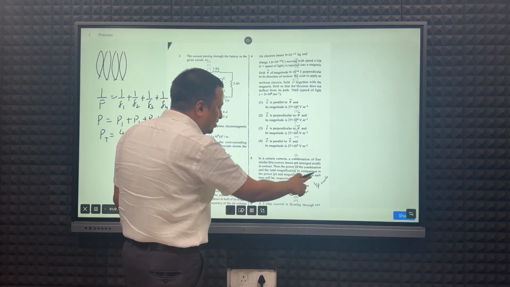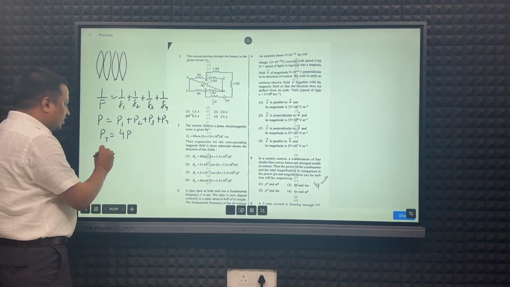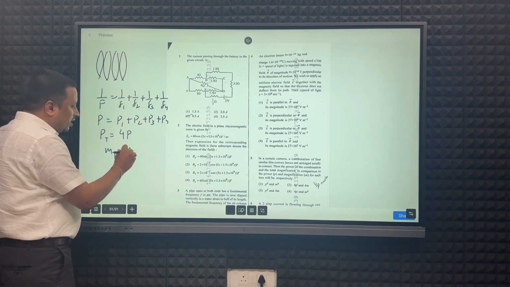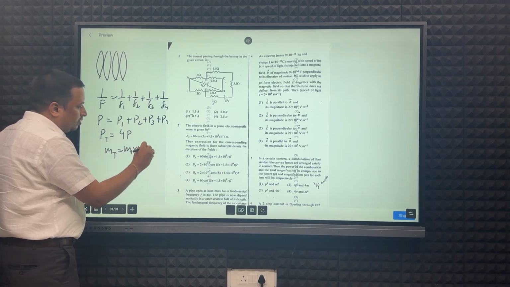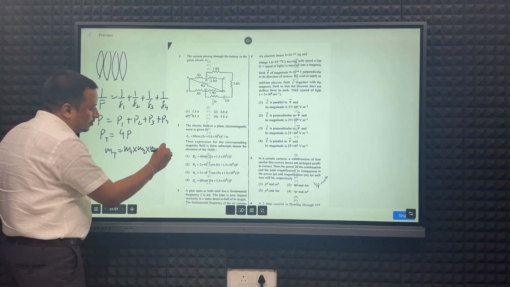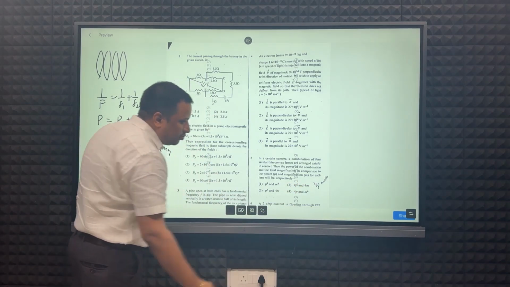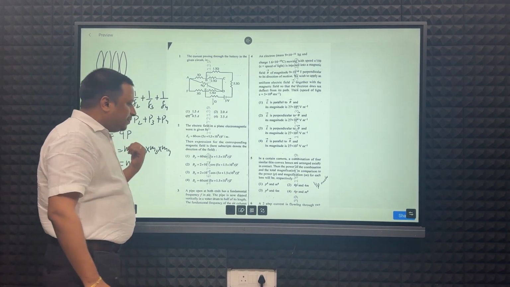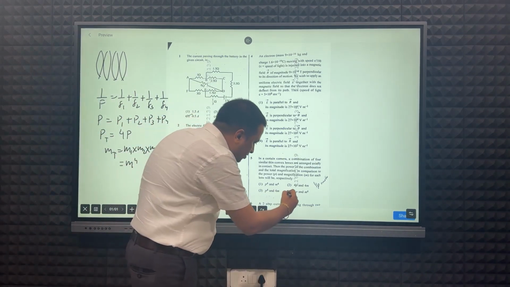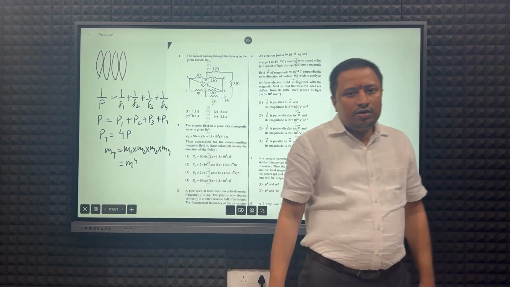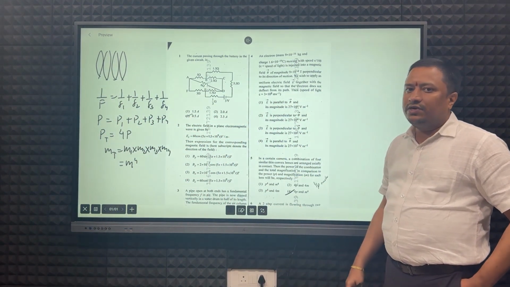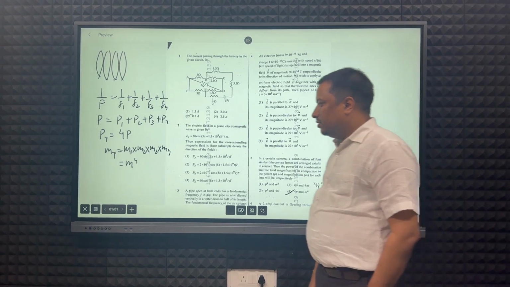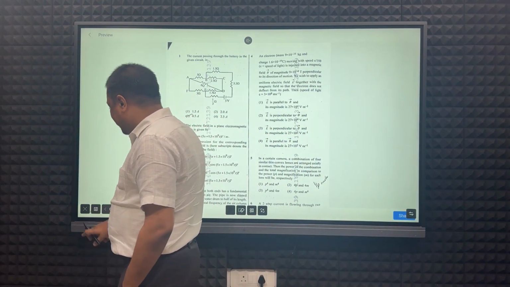What are they saying? What will be the total magnification? Magnification total will be again multiplication M1 into M2 into M3 into M4. Since all the magnifications are equal, it will become M raised to power 4. 4P and M raised to power 4. Which option? Fourth option. Answer. These are first 5 questions of the question paper, page number 1 of code 47.